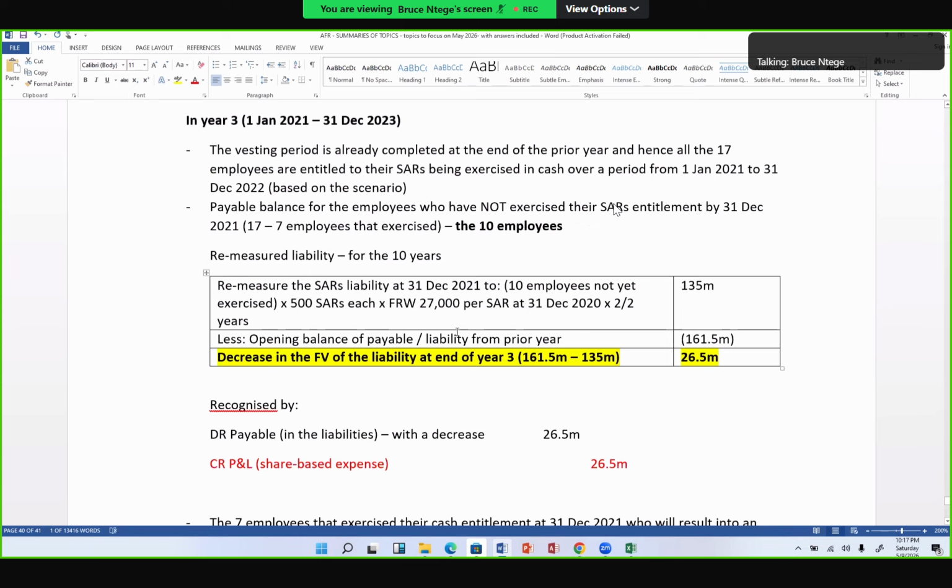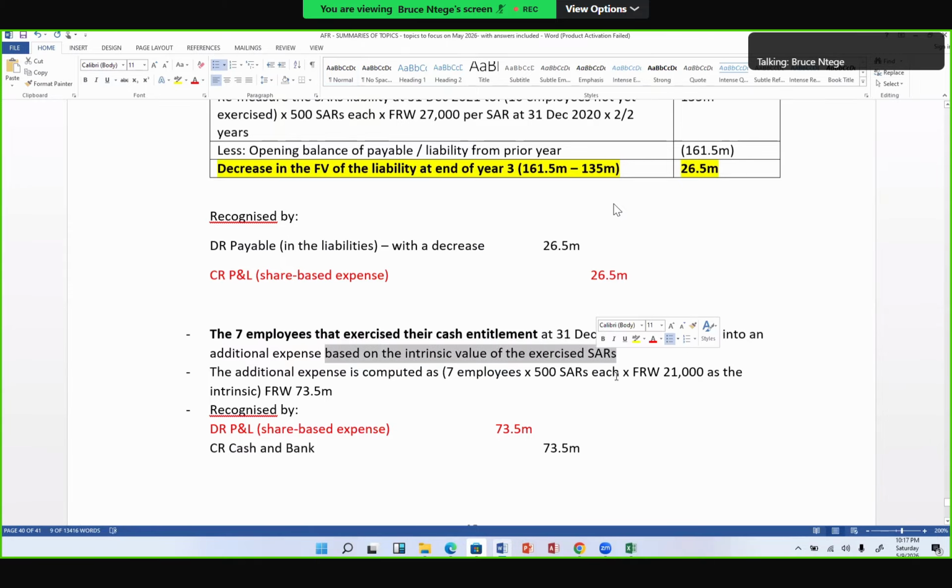As you see, we've used it to compute that additional expense for the 7 employees who are taking their 500 share appreciation rights each and asking the cashier to give them this extra money beyond what the market money would have been. They have exercised at an amount above by 21,000, and the company therefore is bearing that additional cost for that arrangement.